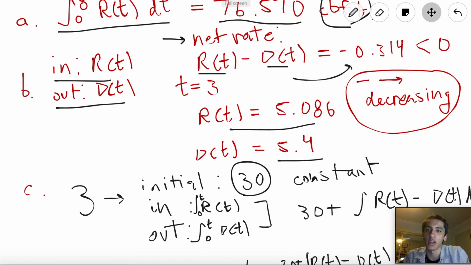Initially, there's 30 cubic feet of water in the pipe. So, if we want to find the amount of water in the pipe, we can't just use the rates. We have to take the integral of the rates in order to find that actual amount of water, that volume.